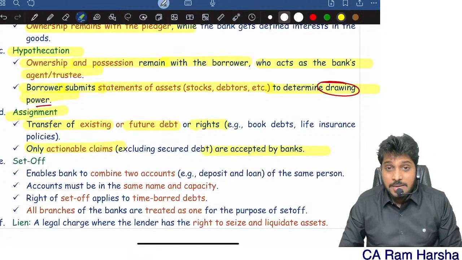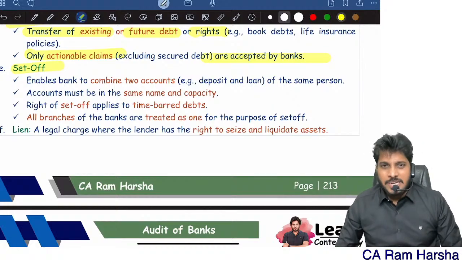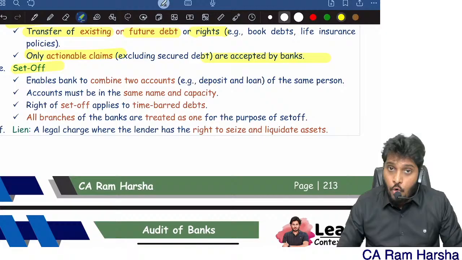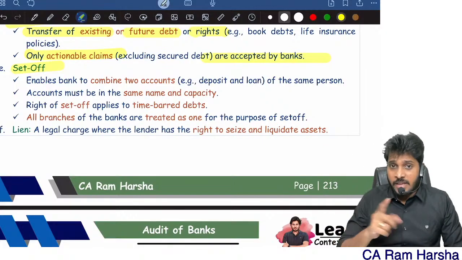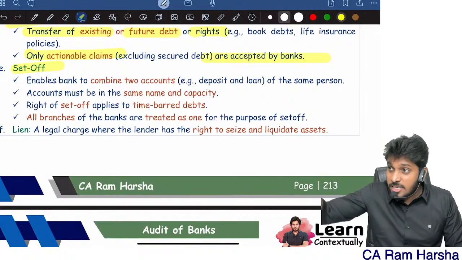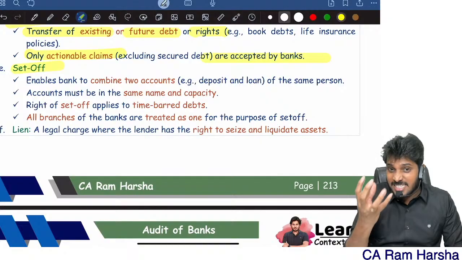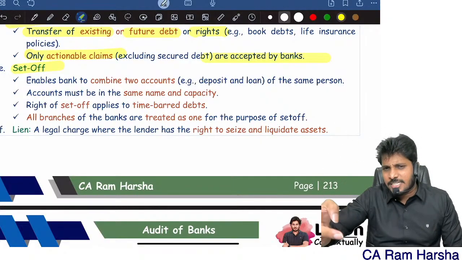Only actionable claims are accepted by banks. Set off is not a popular method, very rare. Generally, for example, I want to get a credit card. I don't have a credit score at all. The banker is not trusting me at all. So I did one thing. I gave 1 lakh fixed deposit. Then I got a credit card with a 75,000 rupees credit limit. Tomorrow if I don't pay, this credit card liability will be set off with that FD. So set off is not a security basically.